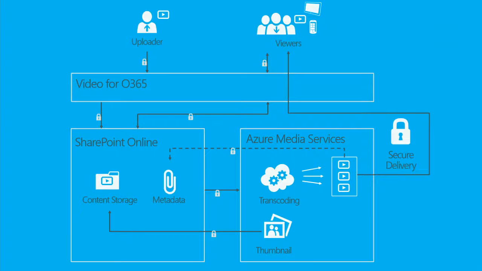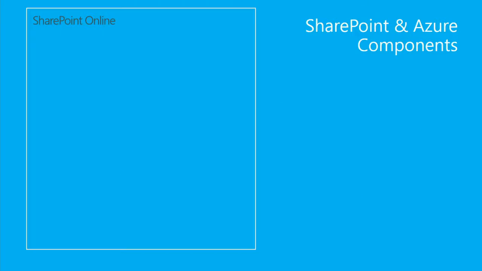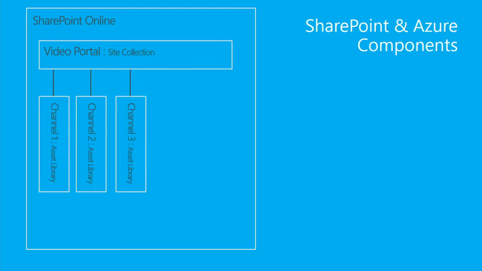So let's take a look one level a little bit deeper than that. What exactly are the components that we're using in SharePoint and in Azure? So in SharePoint Online, the way we have it built today off of the code that you just saw, we have the video portal being a single site collection where all of the videos are going to live. And inside that single site collection, we have every channel, and each channel is an asset library inside of that site collection.